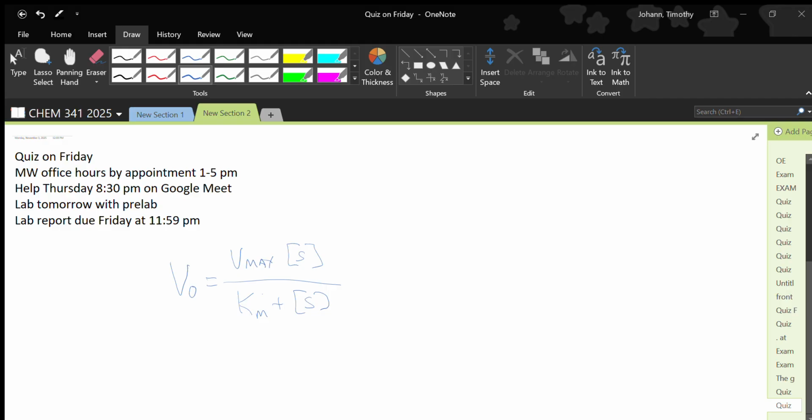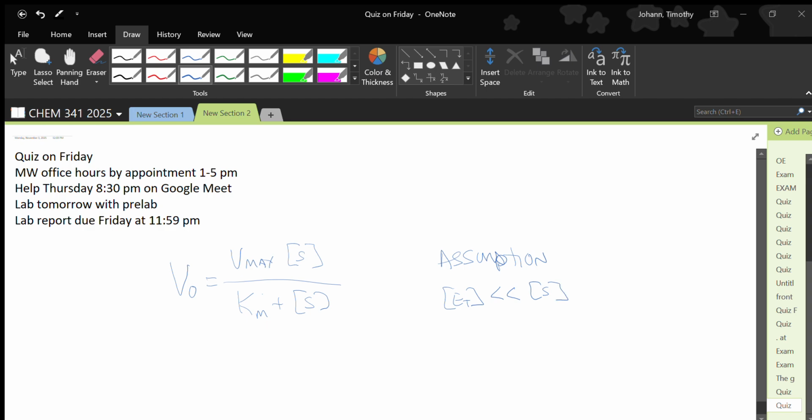One of the assumptions, we're going to do the derivation today, and I want to show you the assumption, is that the concentration of total enzyme that's been added to the reaction is much, much smaller than the concentration of substrate. All right, so you've got an enzyme, it should be turning over a lot of substrate. You don't want to have enzyme be kind of equal to substrate. Questions so far?